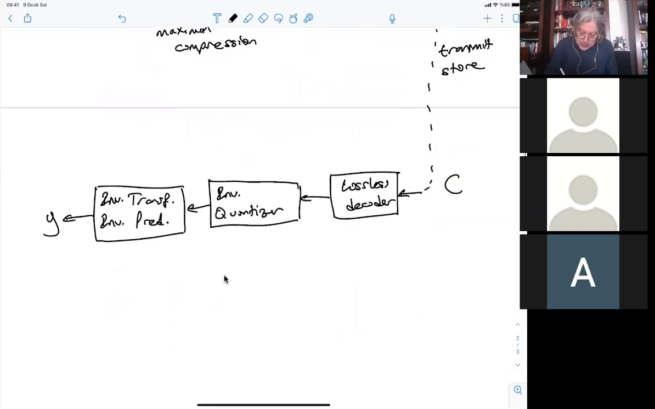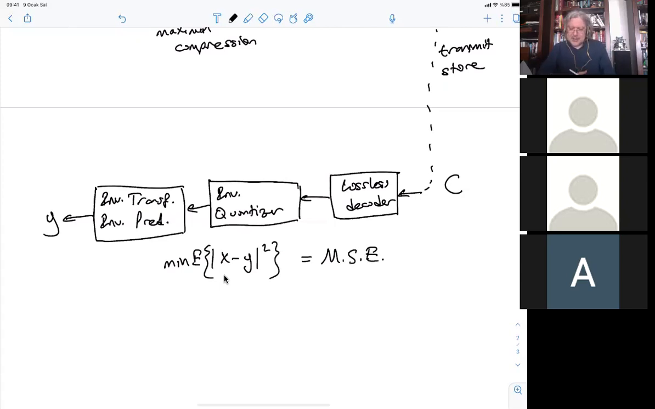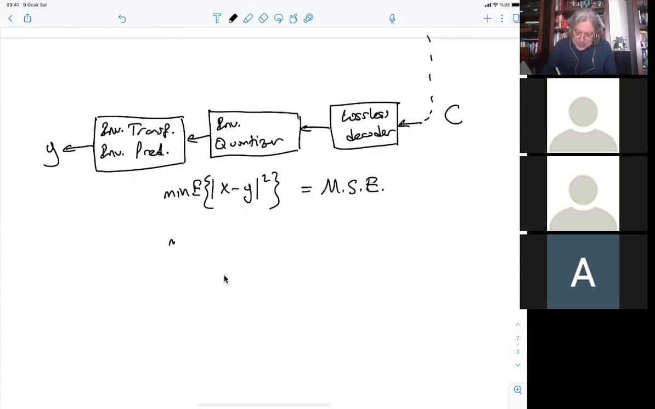And we want to minimize two things. Minimize the difference between X and Y in the average sense, which we will denote as mean squared error. So the expected value of the difference between X and Y must be minimized. Meanwhile, we also want to minimize the size of C.